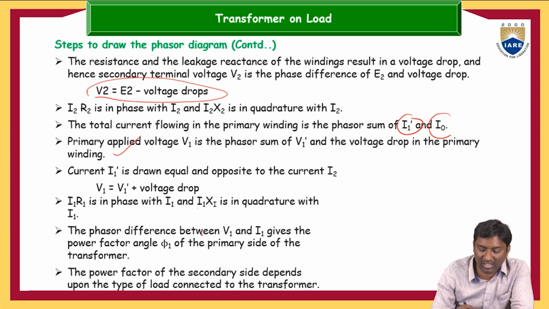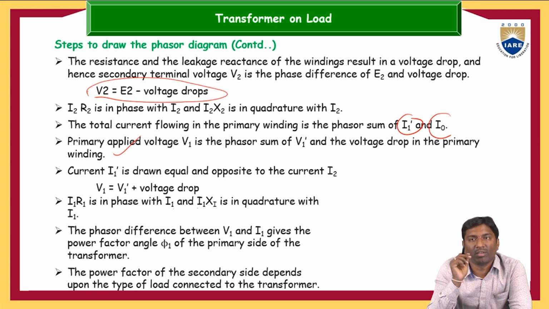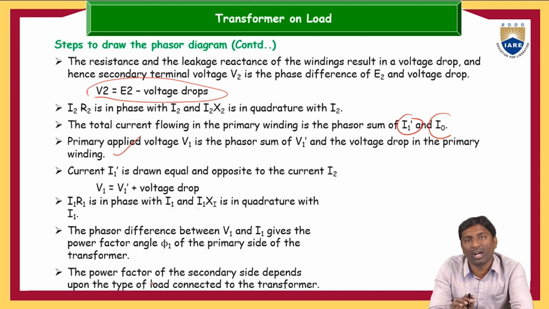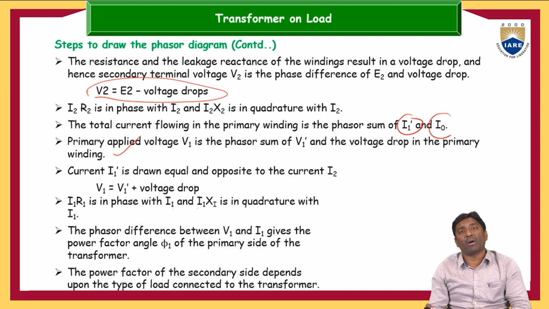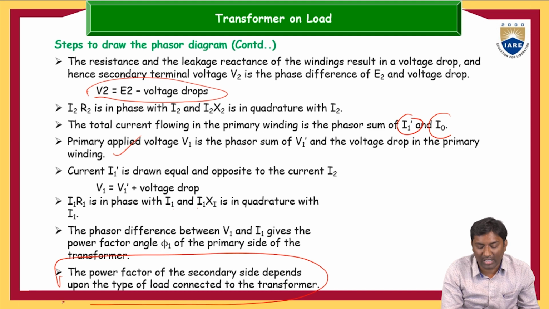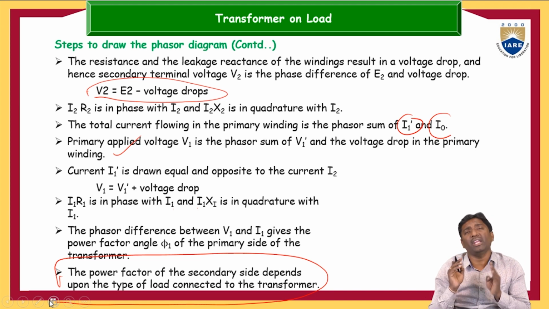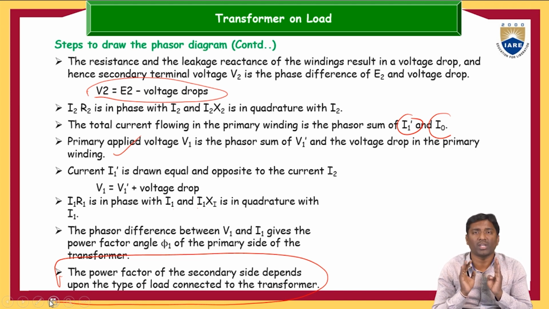The phase difference between V1 and I1 gives the power factor angle phi 1 of the primary side of the transformer, and the power factor of the secondary side depends upon the type of load connected to the transformer. That is lagging for inductive load, leading for capacitive load, and unity, or in phase, for resistive load. So these steps are common for inductive load as well as resistive load. Only the power factor of the secondary side changes, depending upon the type of load connected to the transformer. The remaining steps will be the same for all types of load.